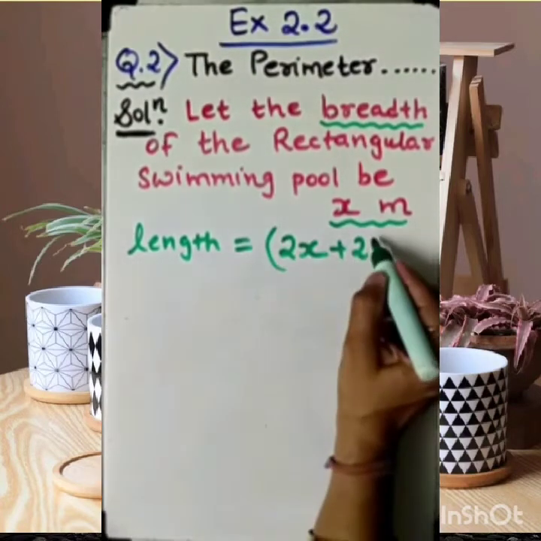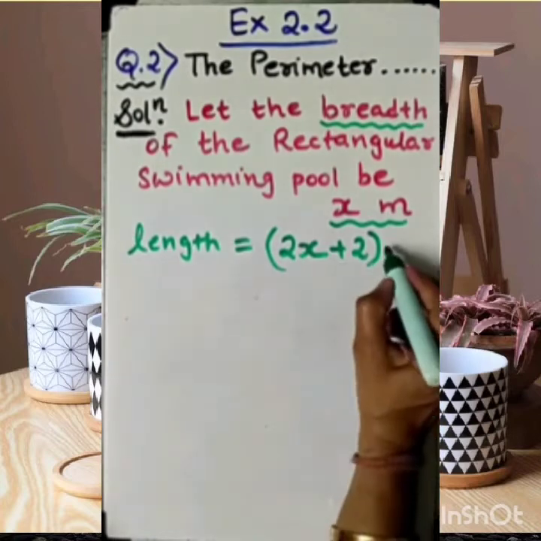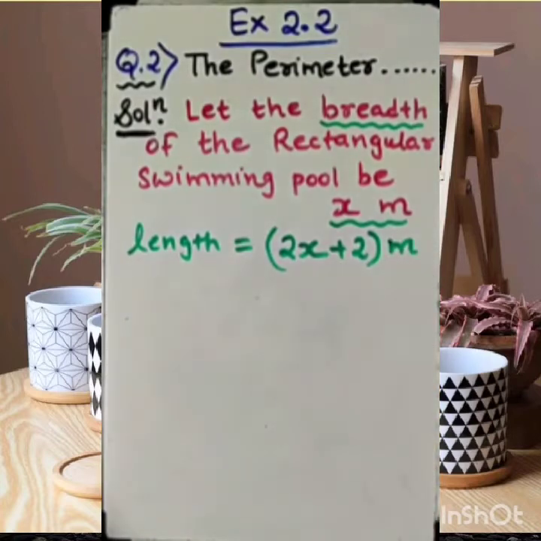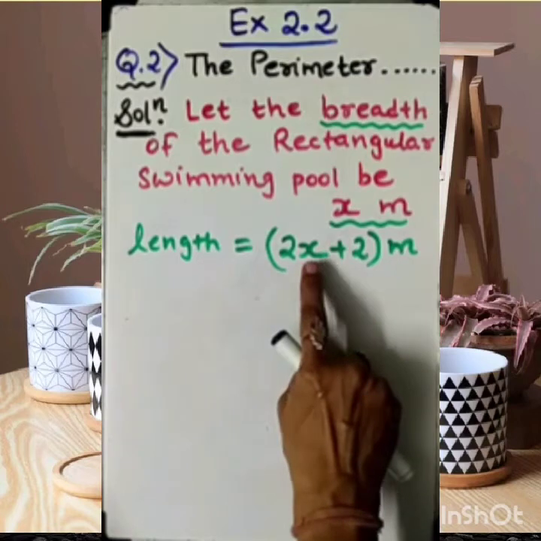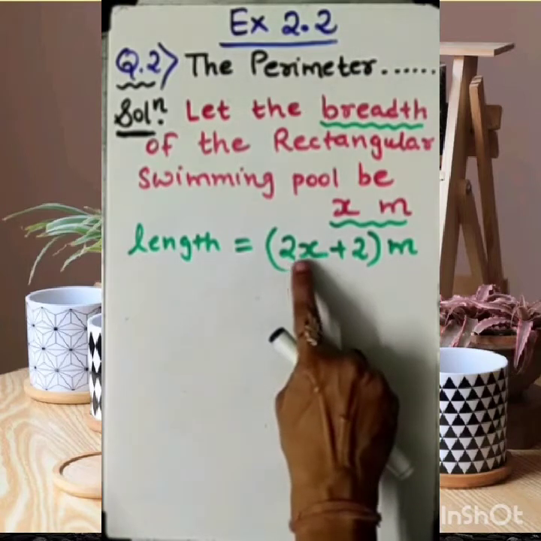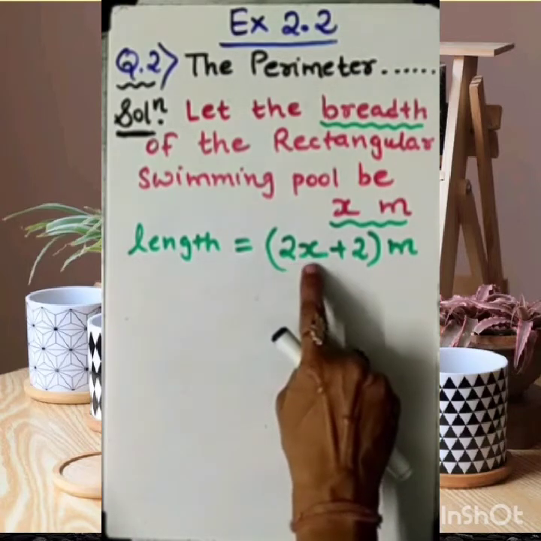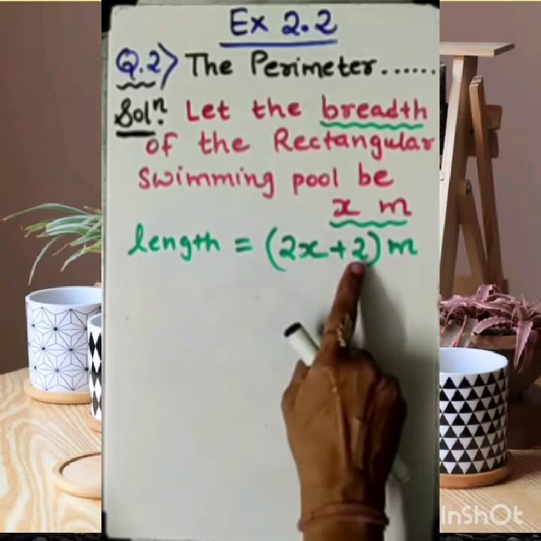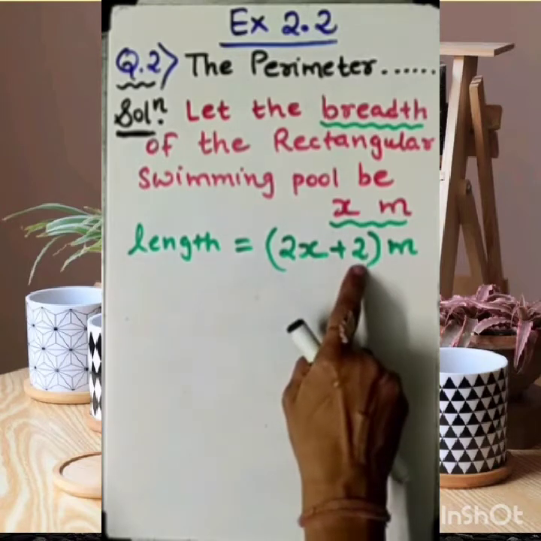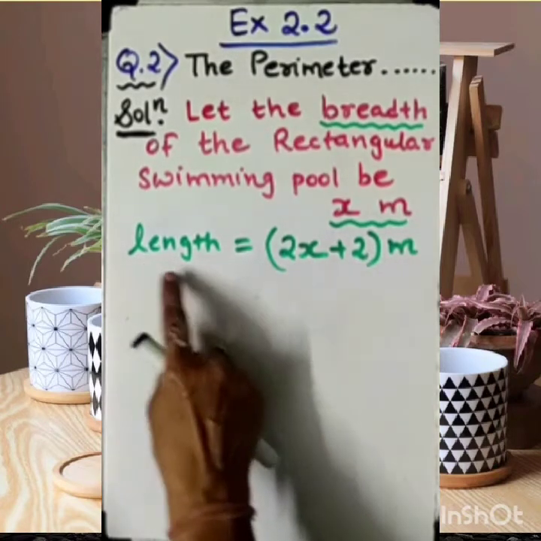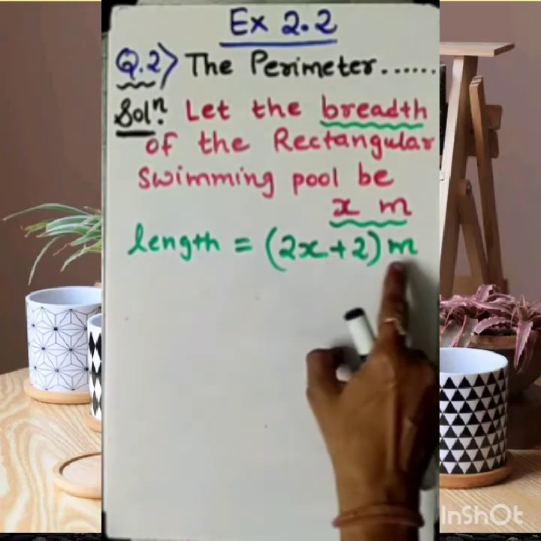So the length will become 2x plus 2 meter. I am explaining this again. What are we given? The length is 2 meter more than twice its breadth. What is twice the breadth? That is 2x. 2 meter more than that means plus 2. So finally the length is 2x plus 2 meter.